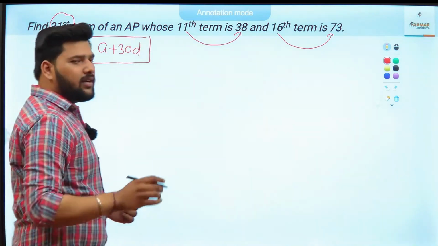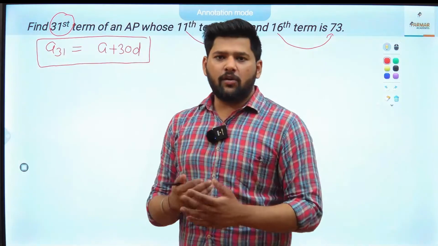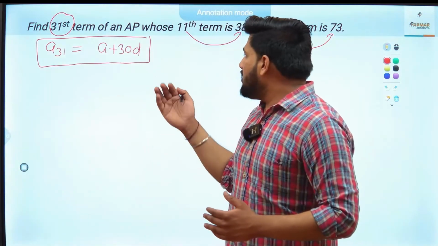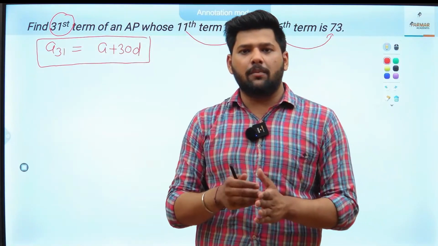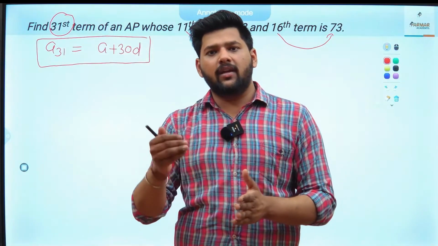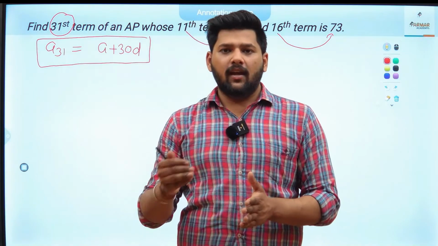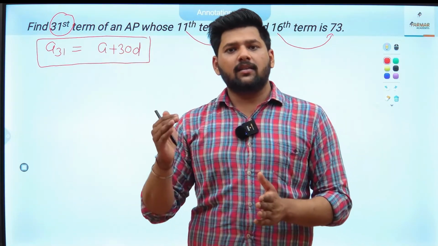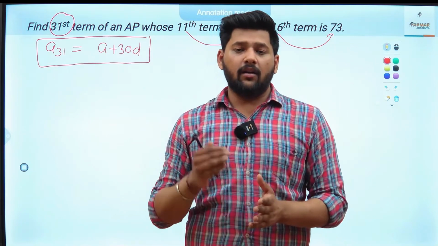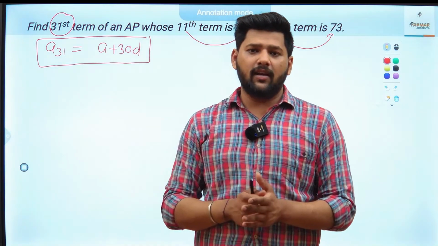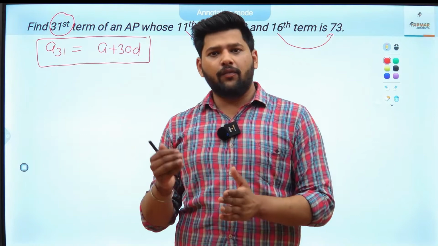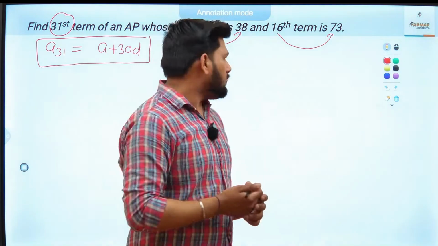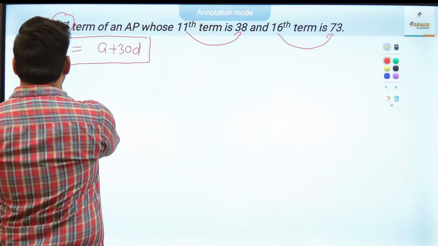ये आपको याद रखना है कि हमें किसी भी अगर पर्टिकुलर टर्म से बात हमें रिलेशन करना है, दैट इज इक्वल टू, फॉर एग्जांपल a5 is equal to a plus 4 times d. a31 is equal to a plus 30 times d. अगर हमें 55th टर्म फाइंड करनी है, दैट इज इक्वल टू a plus 54 times of d. So this we have to find actually.